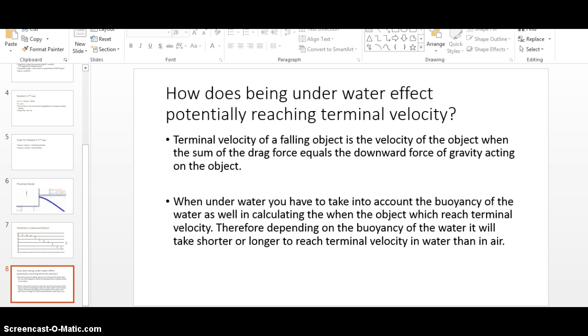So, when looking at this question, the key thing that comes into play is that SpongeBob is underwater. So when underwater, you have to take into account the buoyancy of the water as well in calculating when the object will reach terminal velocity. Therefore, depending on the buoyancy of the water, it will take shorter or longer to reach terminal velocity in water as opposed to in air.